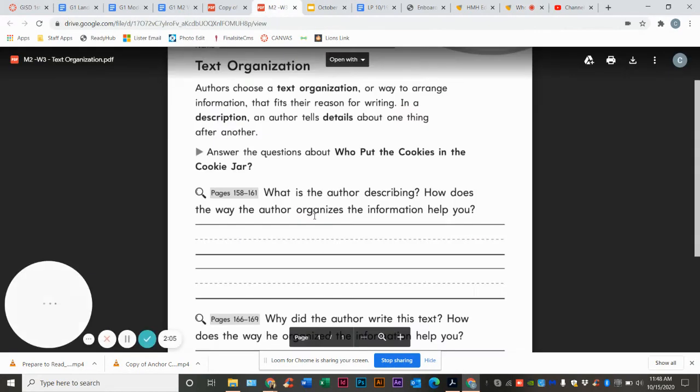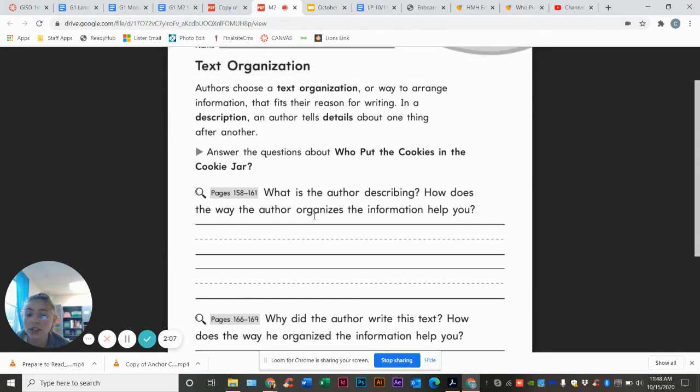So let's look back at my question. What is the author describing? Well, I know that hens are on farms, and farmers also milk cows. So I think the author is describing how the farmers help the process of making the cookies.